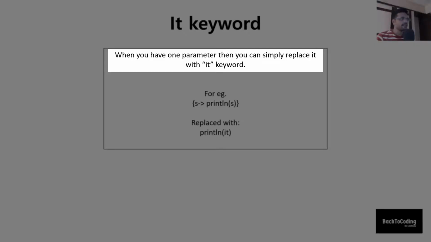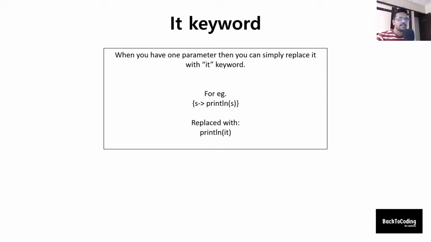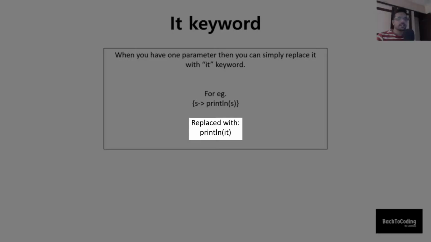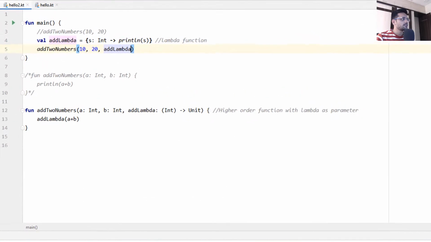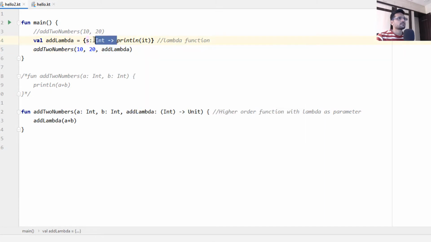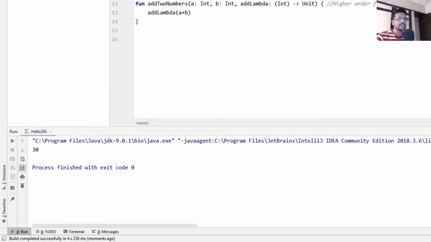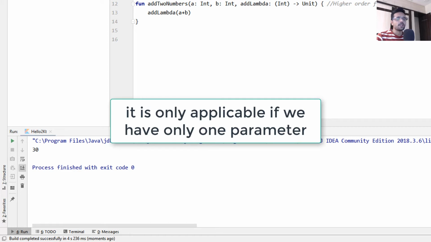For a lambda function that has a single parameter, you can use the it keyword instead of the whole expression. For example, the line can be replaced with the it keyword like this. Let's make that change practically and see what output it returns. Everything else remains the same. Now let's run it. And as you can see here, there is no such difference in the output. Make a note that it is only applicable if we have only one parameter.